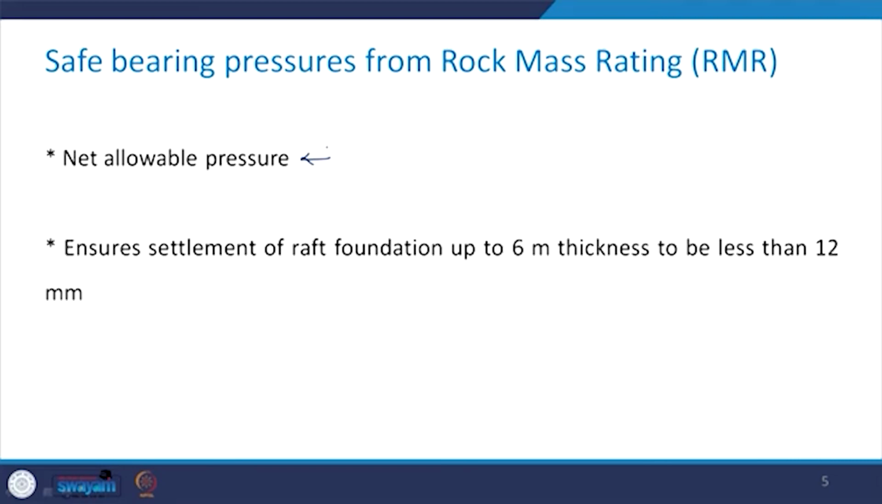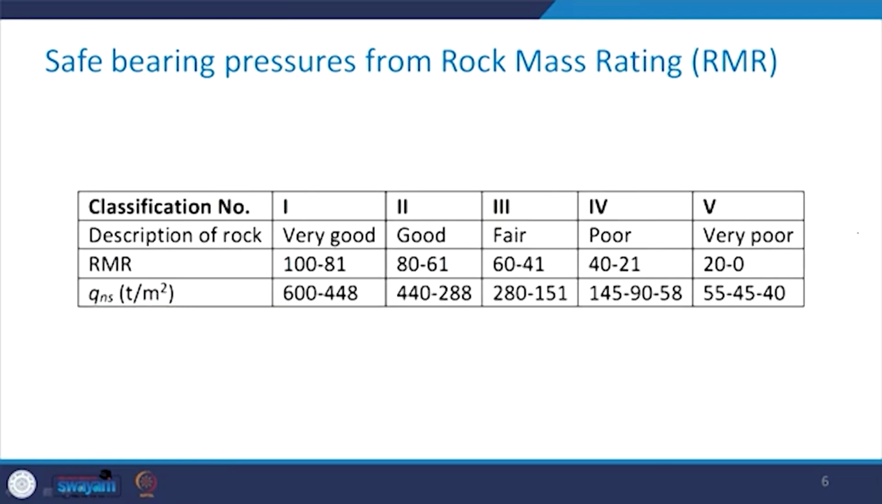The value that we get ensures that the settlement of a raft foundation, which is up to 6 meter thickness, is less than 12 mm. That means this is the permissible settlement which is considered in order to determine the safe bearing pressure from the rock mass rating.